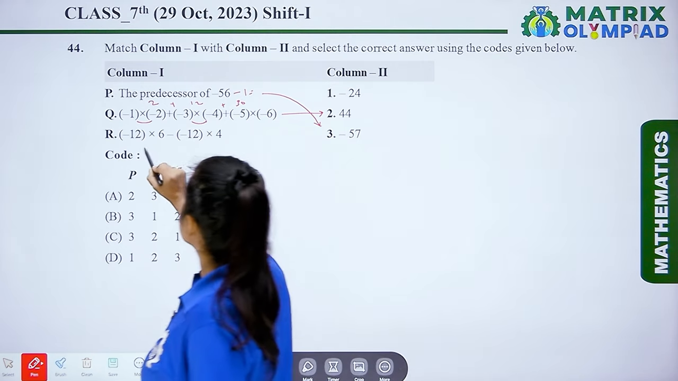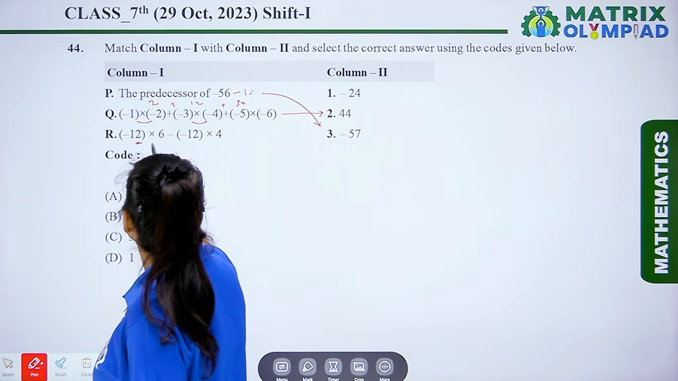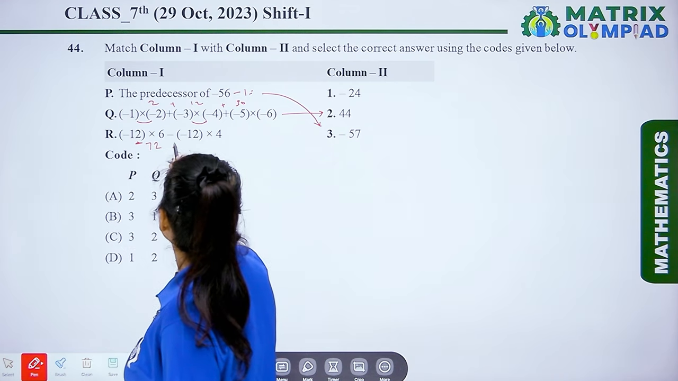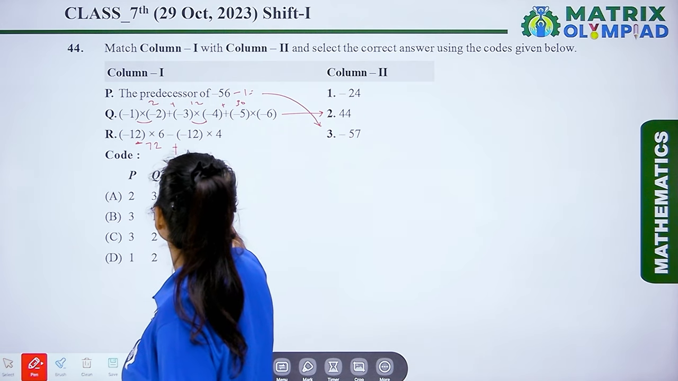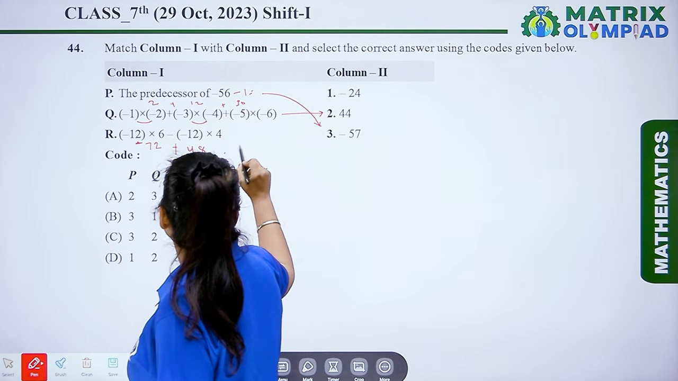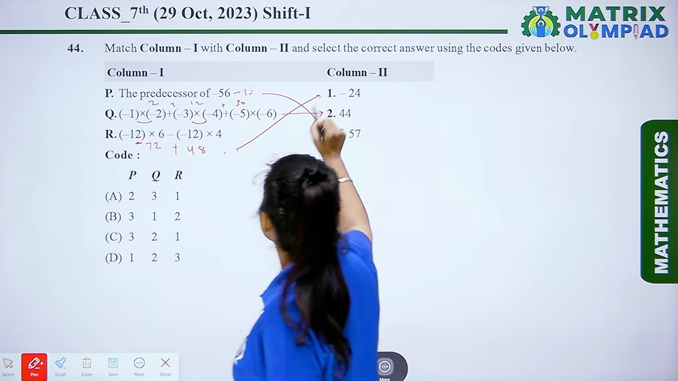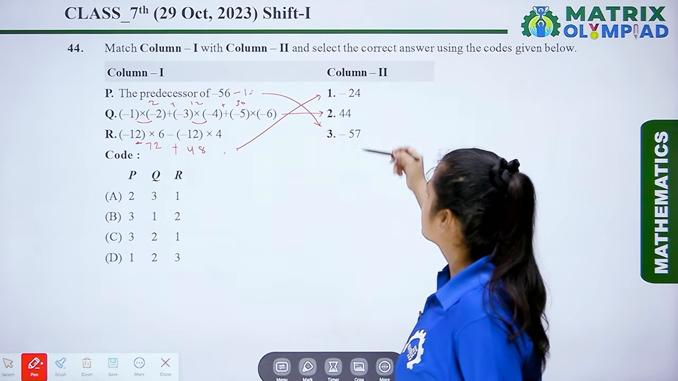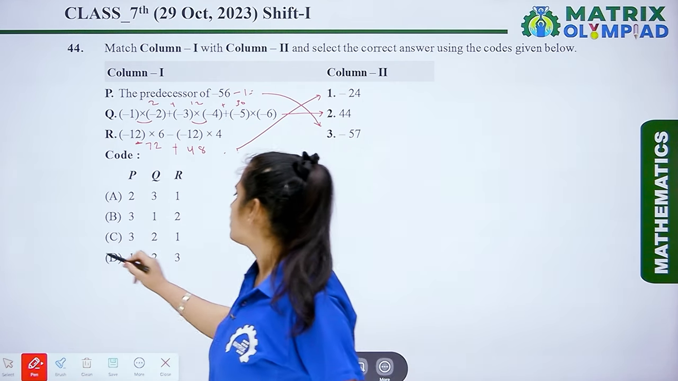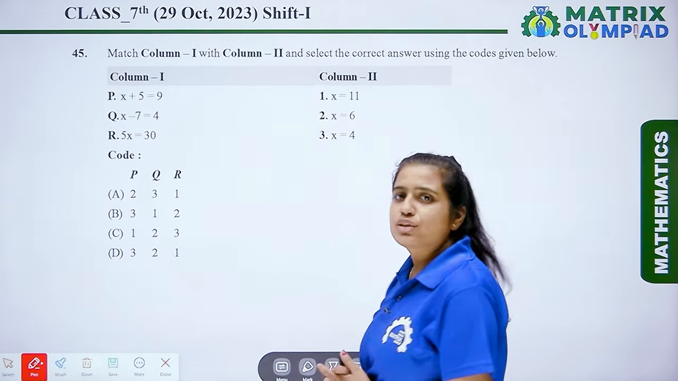Now the last is 12 times 6 is negative 72. Minus, minus, plus, and here we get 48. So after subtraction, we get negative 24. So here the sequence is 3, 2, 1. So the correct answer is 3, 2, 1. That is option C. Now the next question is 45.